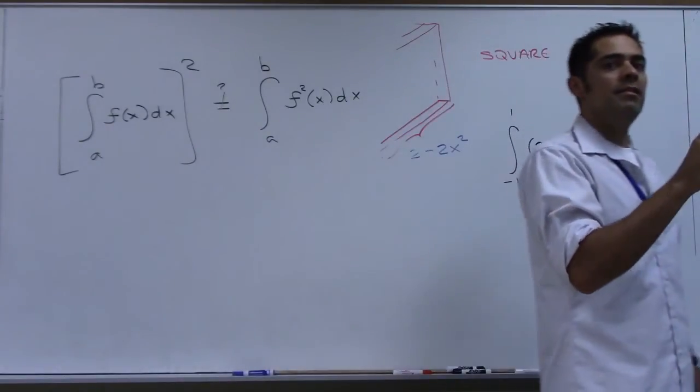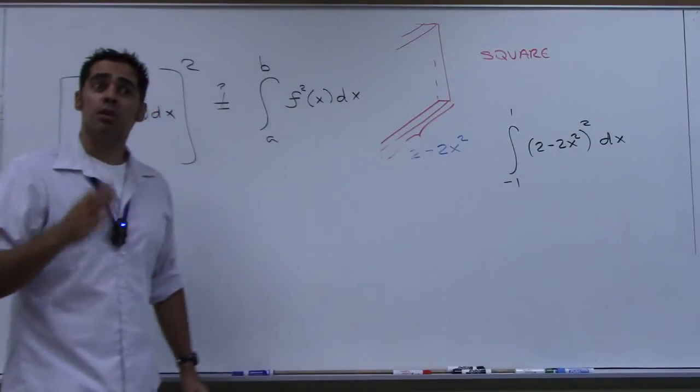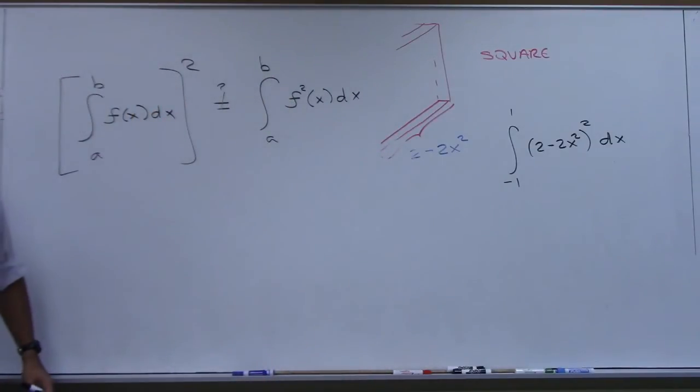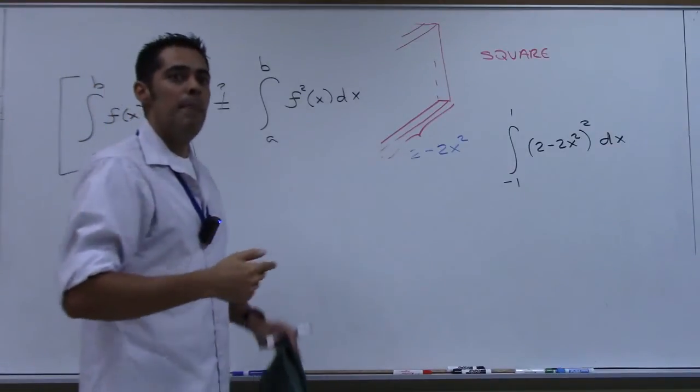What if what I said was these cross sections formed circles? And the circles have as their diameter the base of the region.